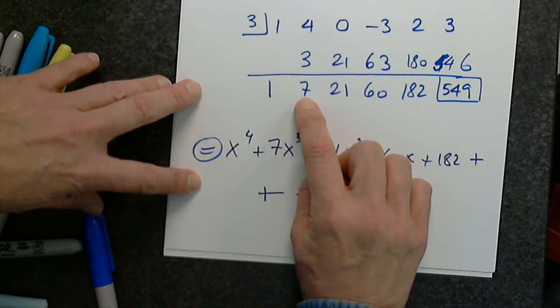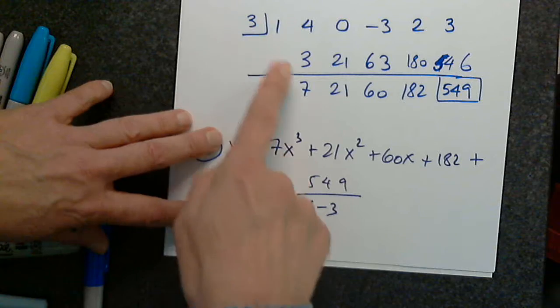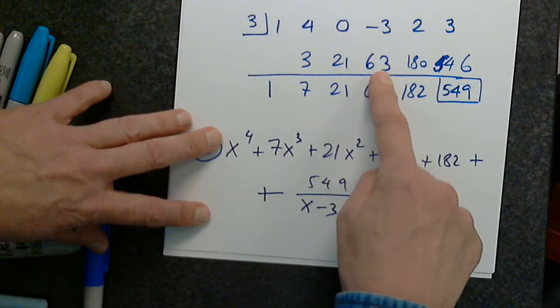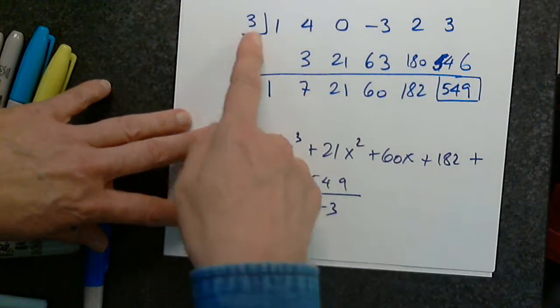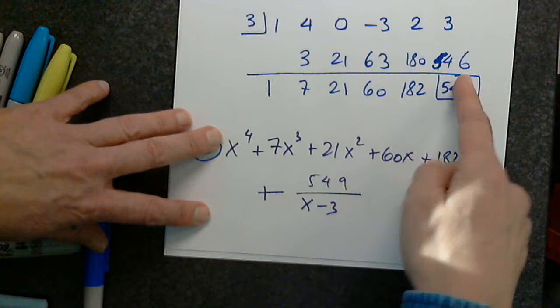Yeah, but I couldn't watch it because I'm trying to keep up. Okay, so 3 times 1 is 3, 4 plus 3 is 7, 3 times 7 is 21, 0 plus 21 is 21, 3 times 21 is 63, 63 minus 3 is 60, 3 times 60 is 180, 180 plus 2 is 182, this times this is this, and it's done.